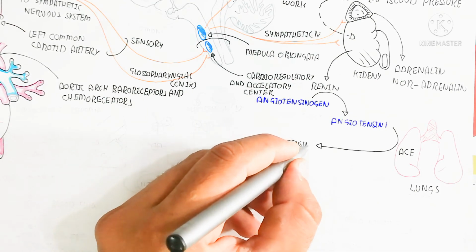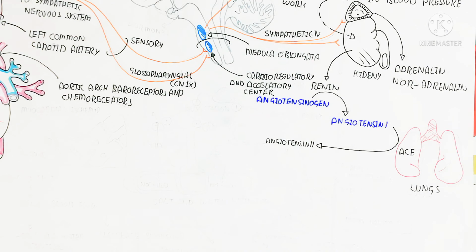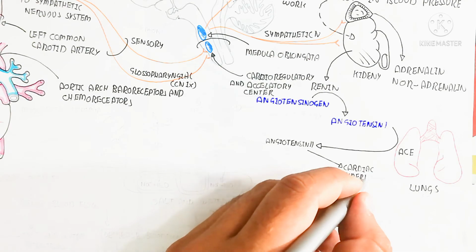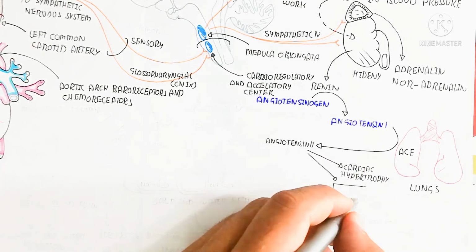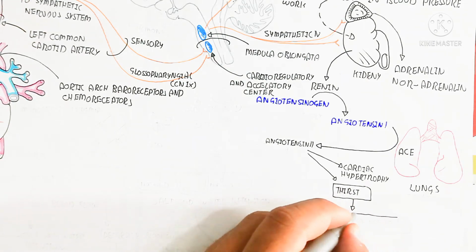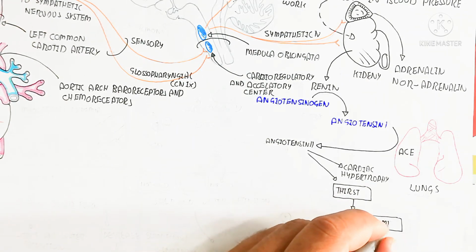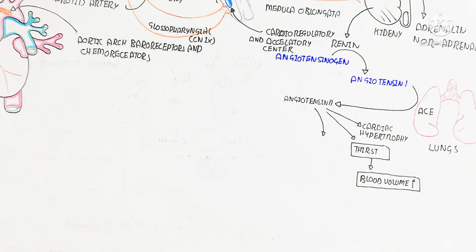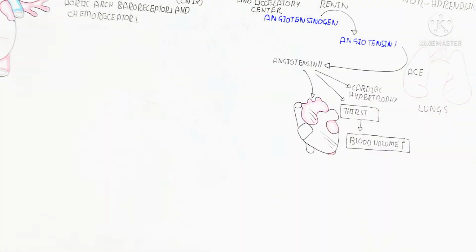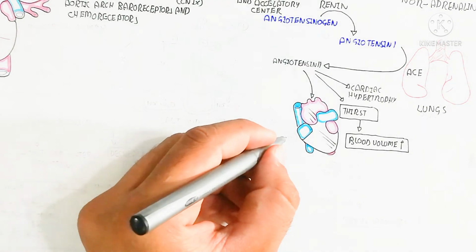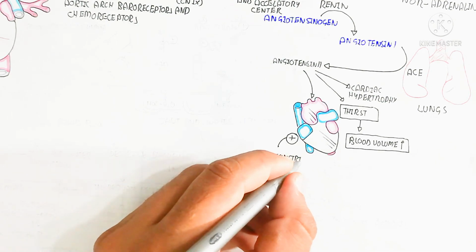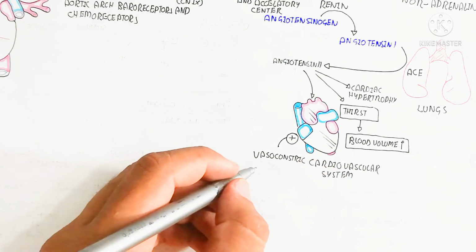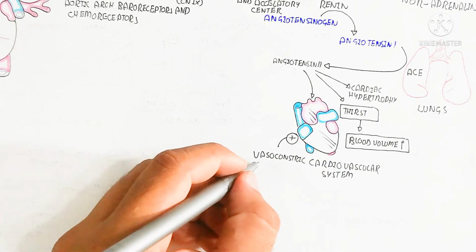Renin converts angiotensinogen to angiotensin 1. The angiotensin converting enzyme present in the lungs converts angiotensin 1 into angiotensin 2. In the long term, before the shock, cardiac hypertrophy can occur. Angiotensin 2 also stimulates thirst, which leads to increased blood volume after polydipsia. Angiotensin 2 also acts on the cardiovascular system, causing vasoconstriction.